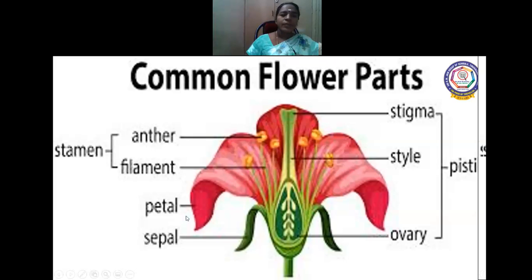Flowers have a female part as well as a male part. Anther, filament, stamen. And this is the male part of the flower. And we can see here stigma, style, ovary, pistil. And this is the female part of the flower.